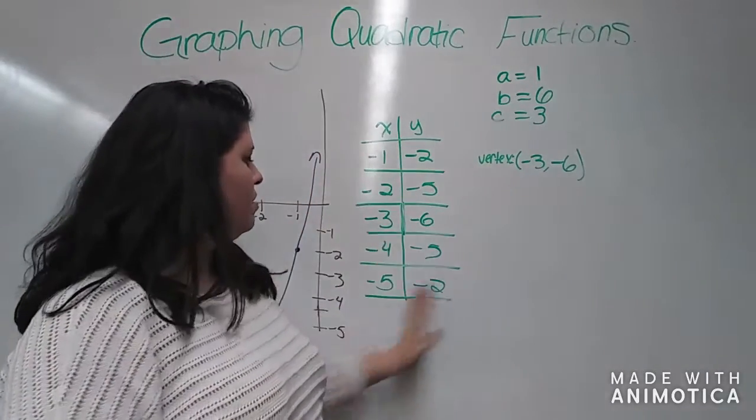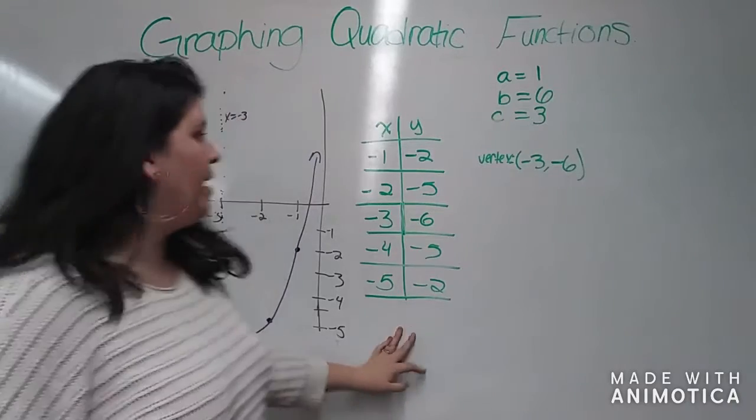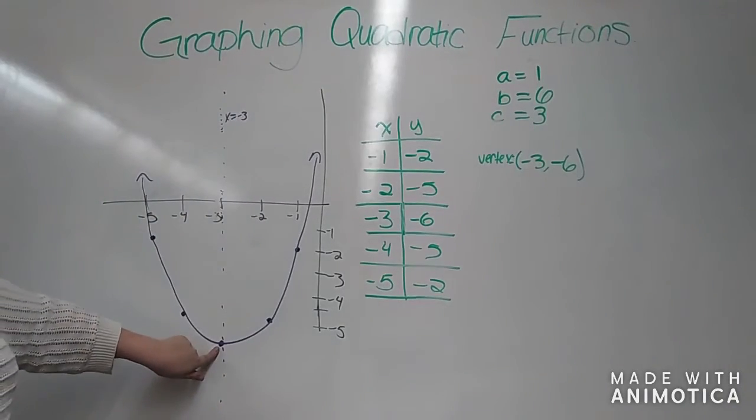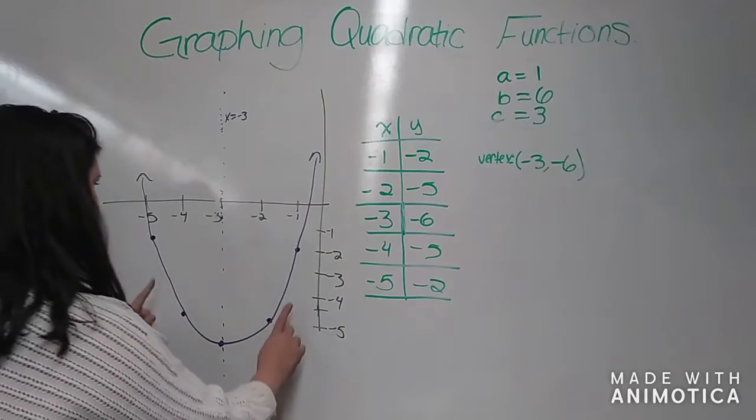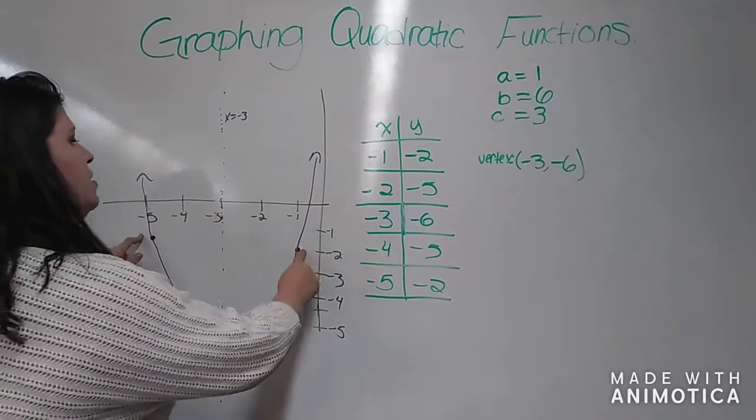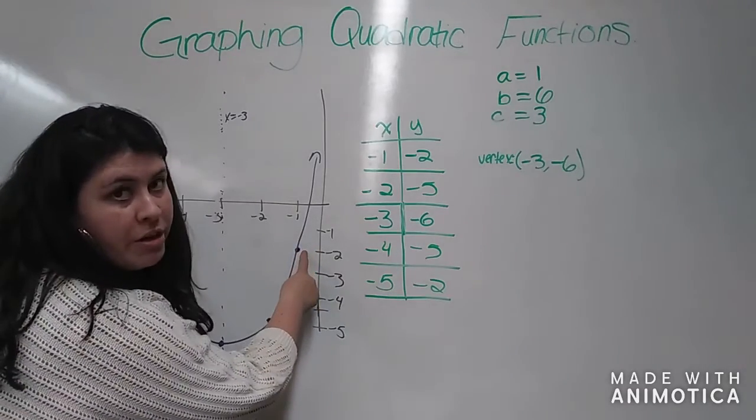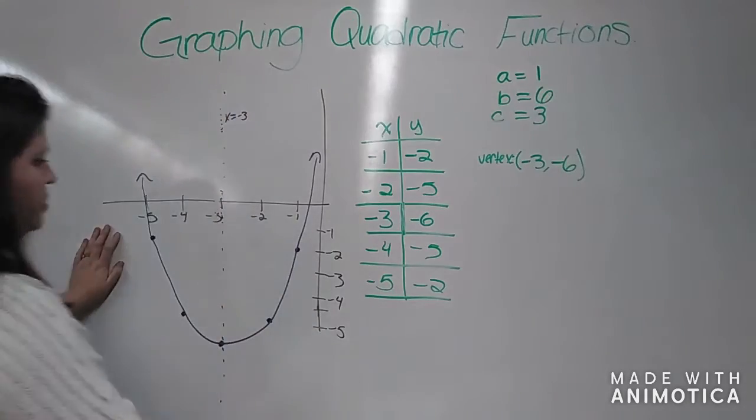We have plenty of points to plot out. Here's our vertex, negative 3 and negative 6. Next 2 points, overachievers. And our axis of symmetry at negative 3.